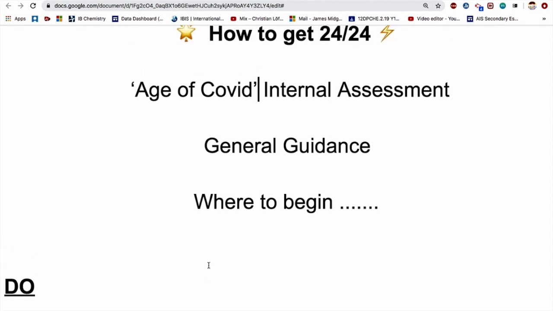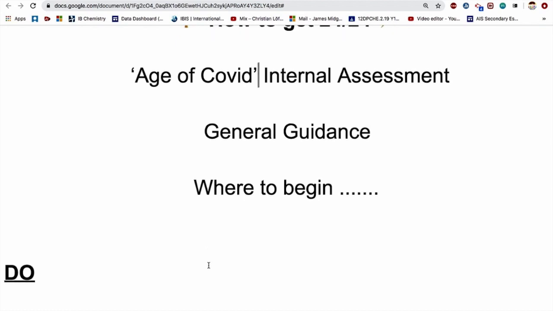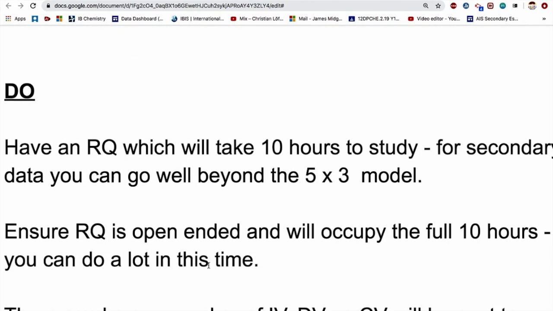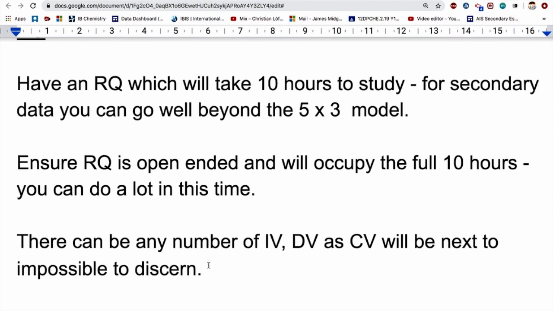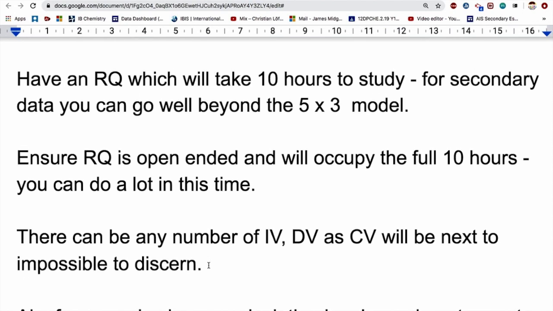I can't emphasize enough that the criteria are exactly the same. The criteria have not changed from the experimental primary data form of internal assessment to secondary data. So what must we do? Well, the guidance is pretty similar, though I have adapted it since the previous video. Have a research question which looks like it will take 10 hours. That's great. Why is that great?